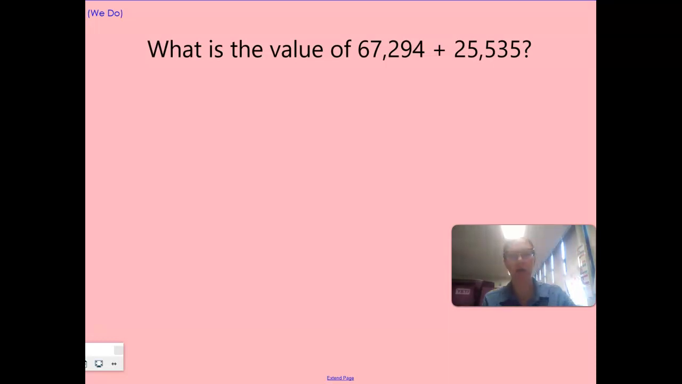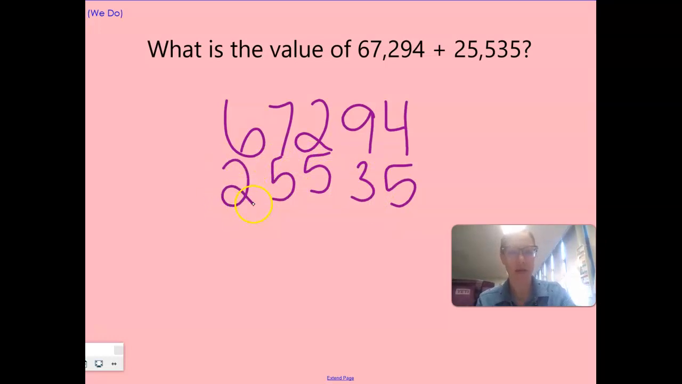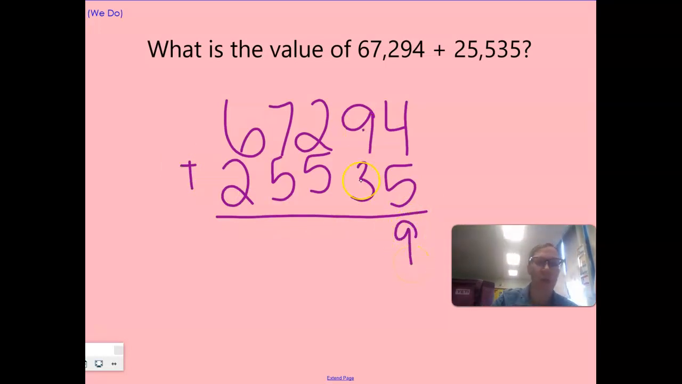All right, let's do this one together. First, we're going to write our first number. Now we're writing the second one right under it by place value. And now let's add it together. Starting in our ones. 4 plus 5 is 9. Now in our tens, 9 plus 3. What would that be? 12.